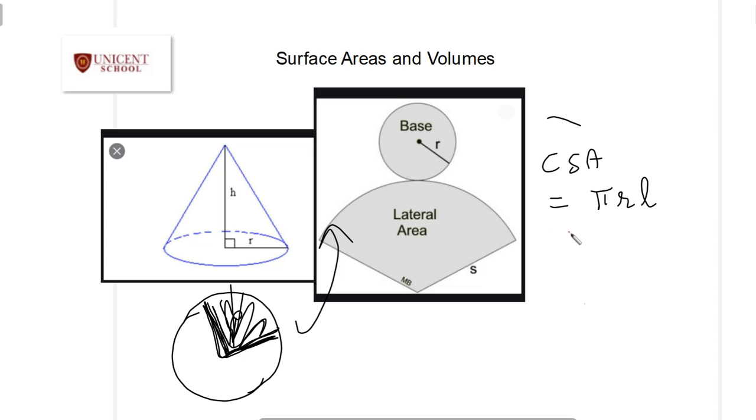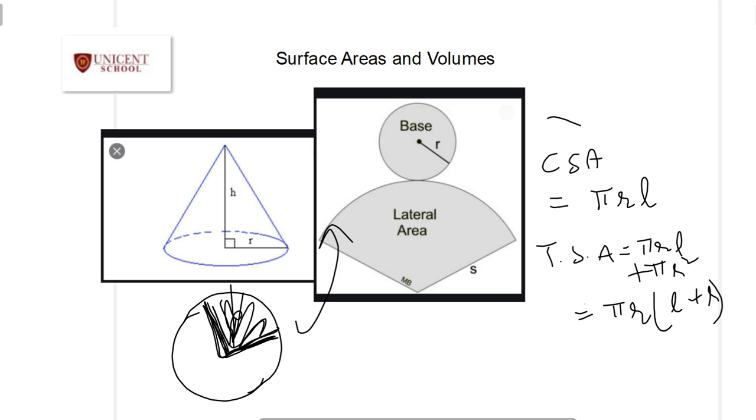And if I want to calculate the total surface area, then I have to add the base area, which is a circle, which gives us total surface area equal to pi r L plus pi r square. Taking pi r common, it will be pi r into L plus r. So this formula gives us the total surface area of a cone.